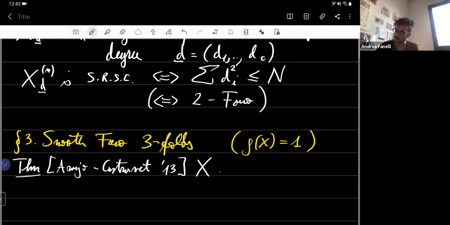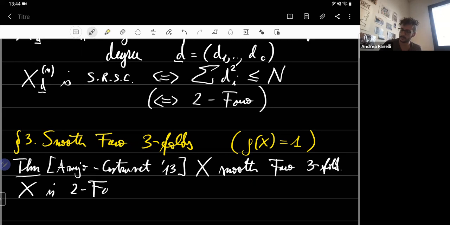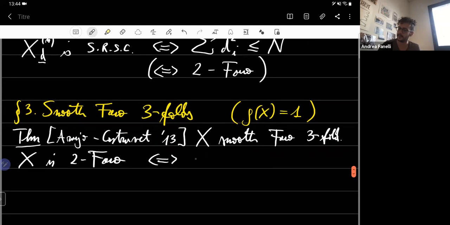So X, a smooth Fano threefold. They classify in this paper 2-Fano threefolds. So X is 2-Fano if and only if... you have the list, and then you don't get many. You get just either P3 or the quadric in P4, and that's all.